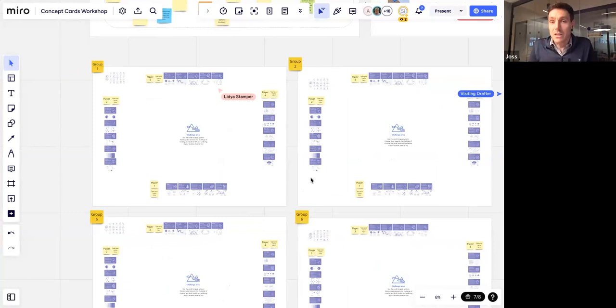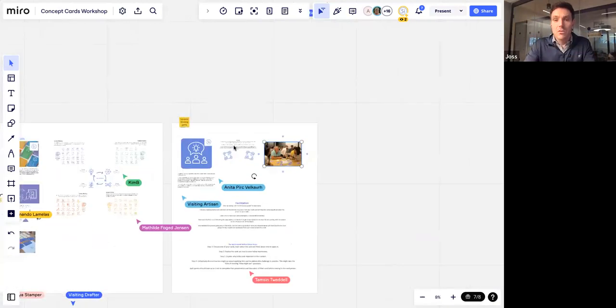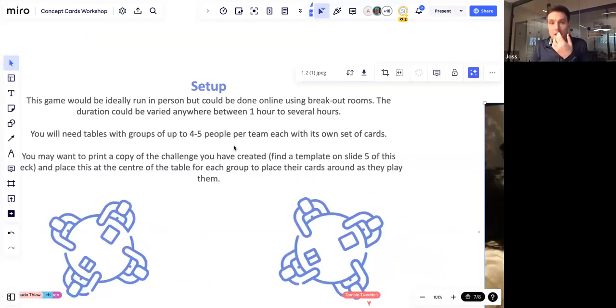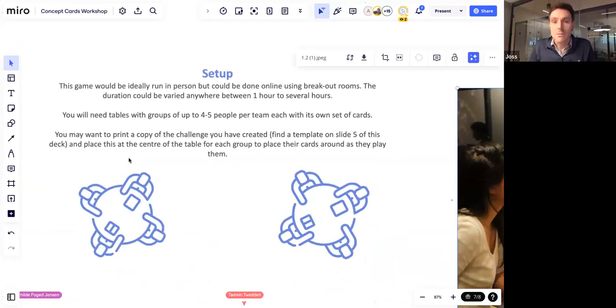I think it's pretty similar in some sense, but obviously you don't get that same sort of energy in the room. So to set up, you would ideally run in person, but it could be done online. The duration could be varied, anywhere upwards of 1 hour, I would say. You'll need tables with groups of 4 to 5 people per team, each with their own set of cards. So we printed off 5 decks of cards here, and that's that. You may want to print a copy of the challenge you have created.